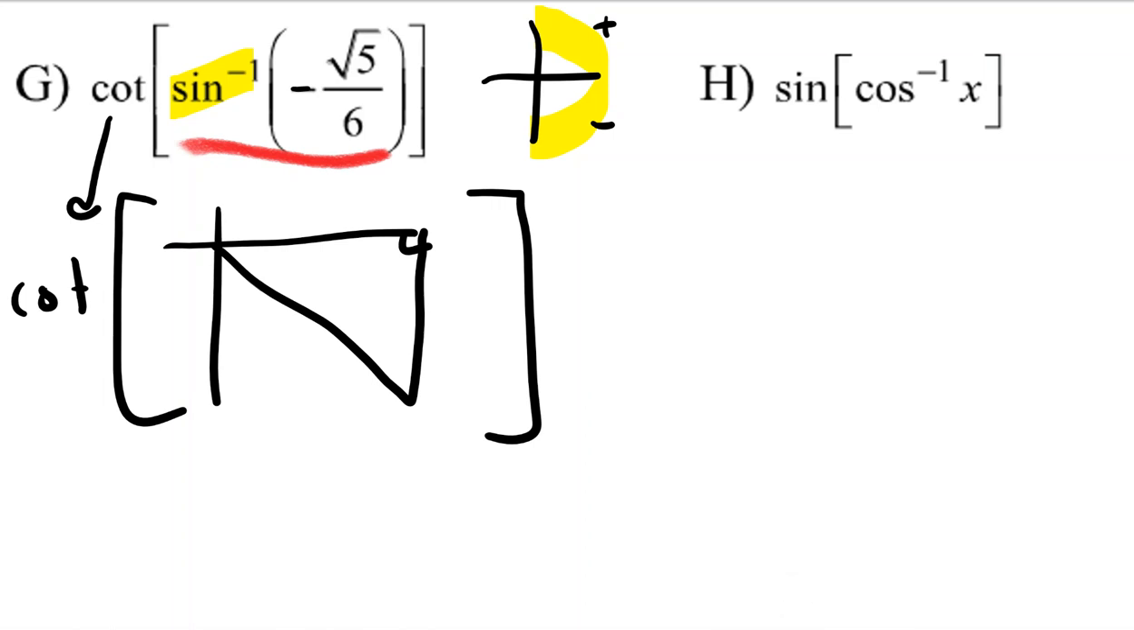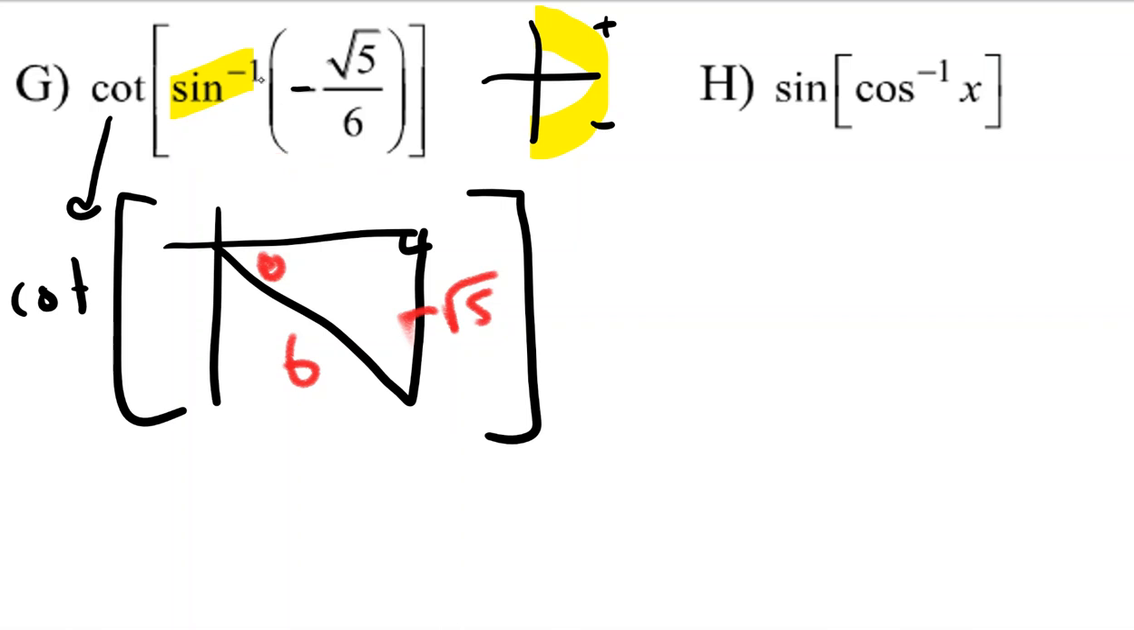Then I can do SOHCAHTOA for the first time and say sine is opposite over hypotenuse. And I should not be assuming which one of these two is negative. It could be the square root of 5, it could be the 6. Now that I've got my picture down, hypotenuse is always positive, and the square root of 5 is negative because it's going down.